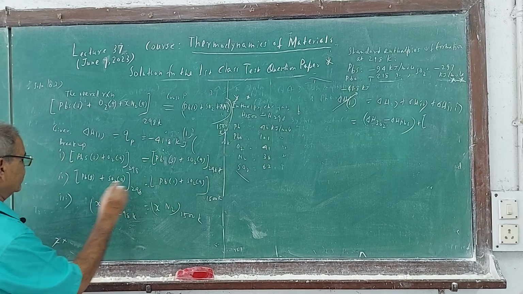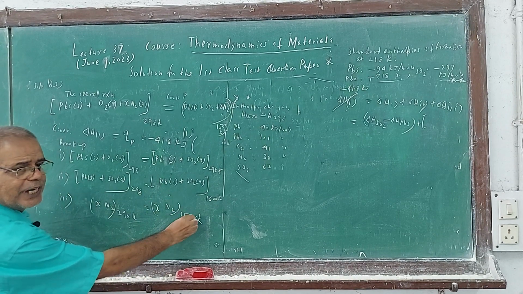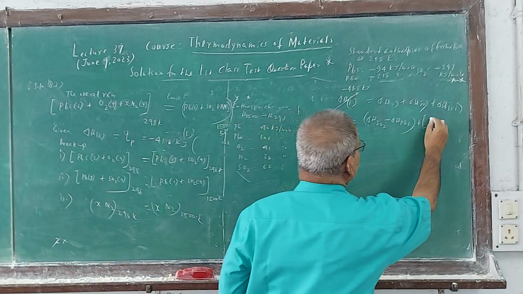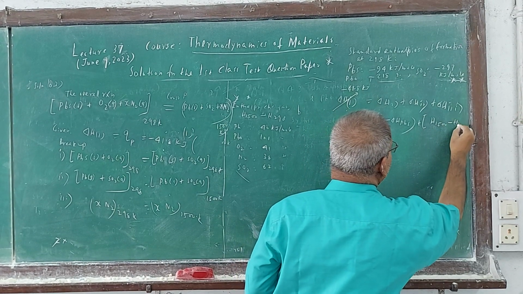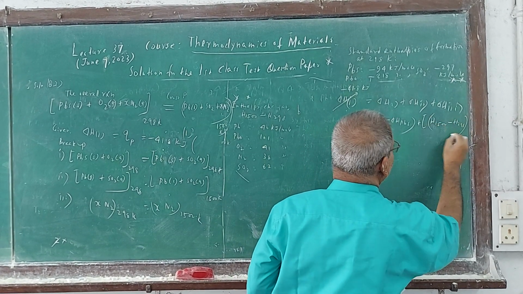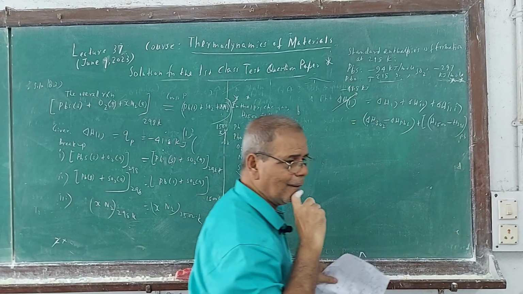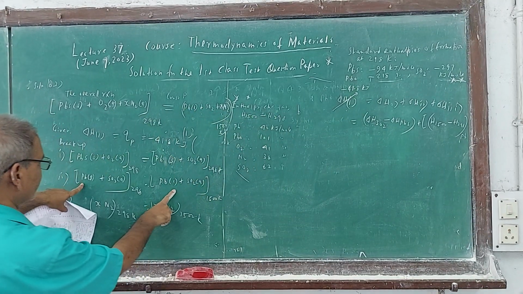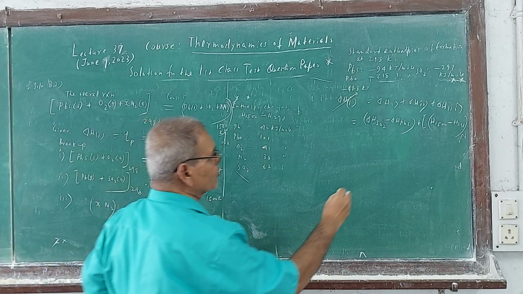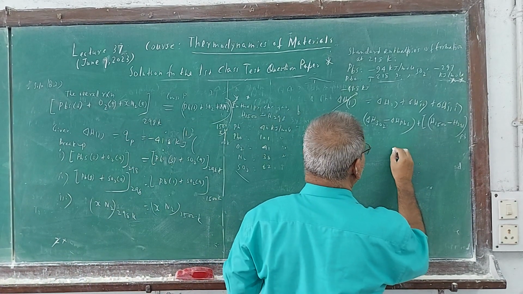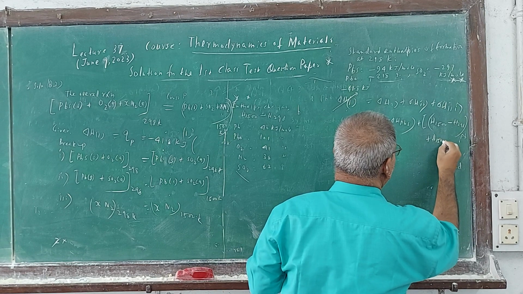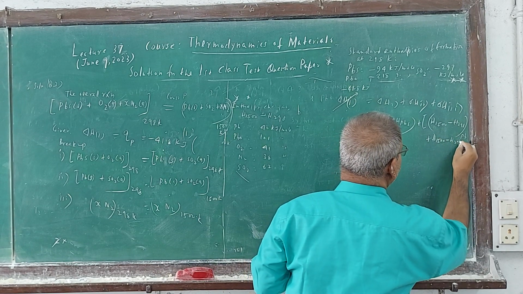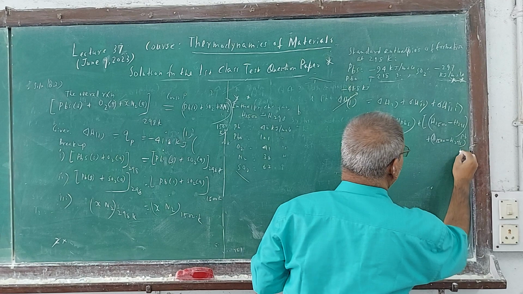Follow one by one. This is lead 298 to lead 1500. What is the answer? Tell me. H1500 minus H298 for lead. Happy? That is the first one. See, one by one. Then SO2. Same for SO2, plus H1500 minus H298 for SO2.